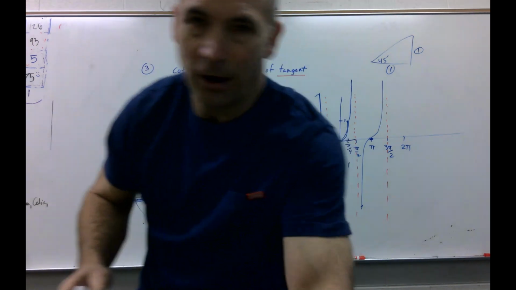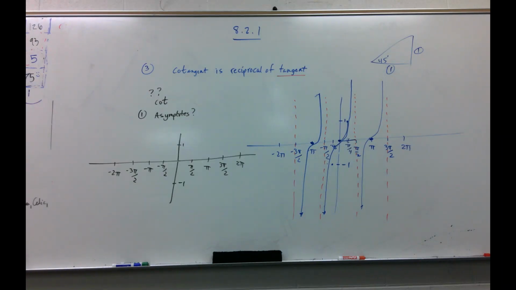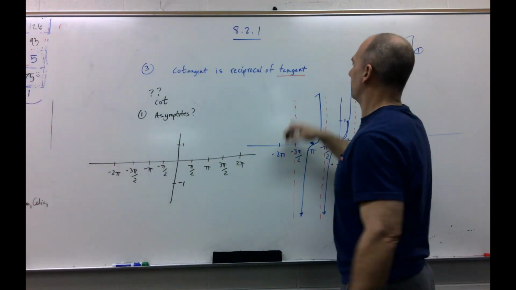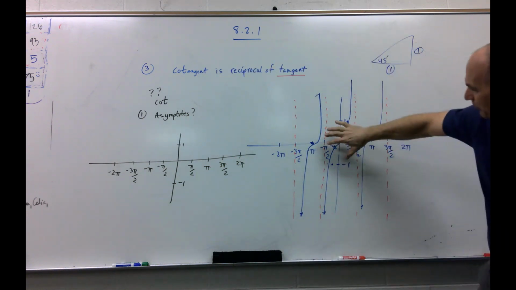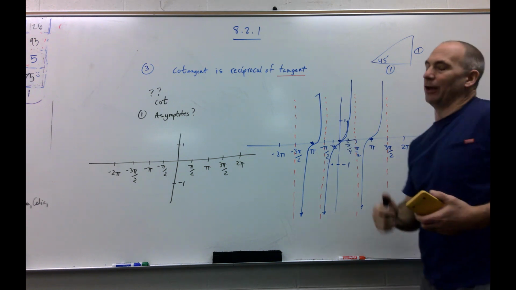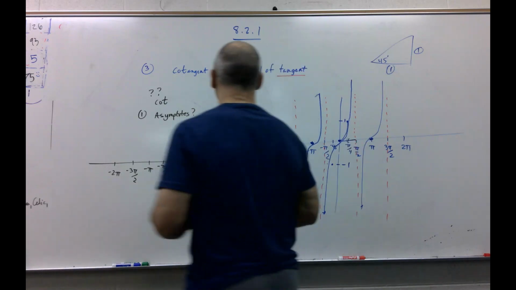Now let me pause this. Okay, so we have to be careful assuming that if tangent and cotangent are just reciprocals, that I'm just gonna flip this, because there's a big difference with cotangent. A subtle difference, but a big difference. So let's stop and talk about it.